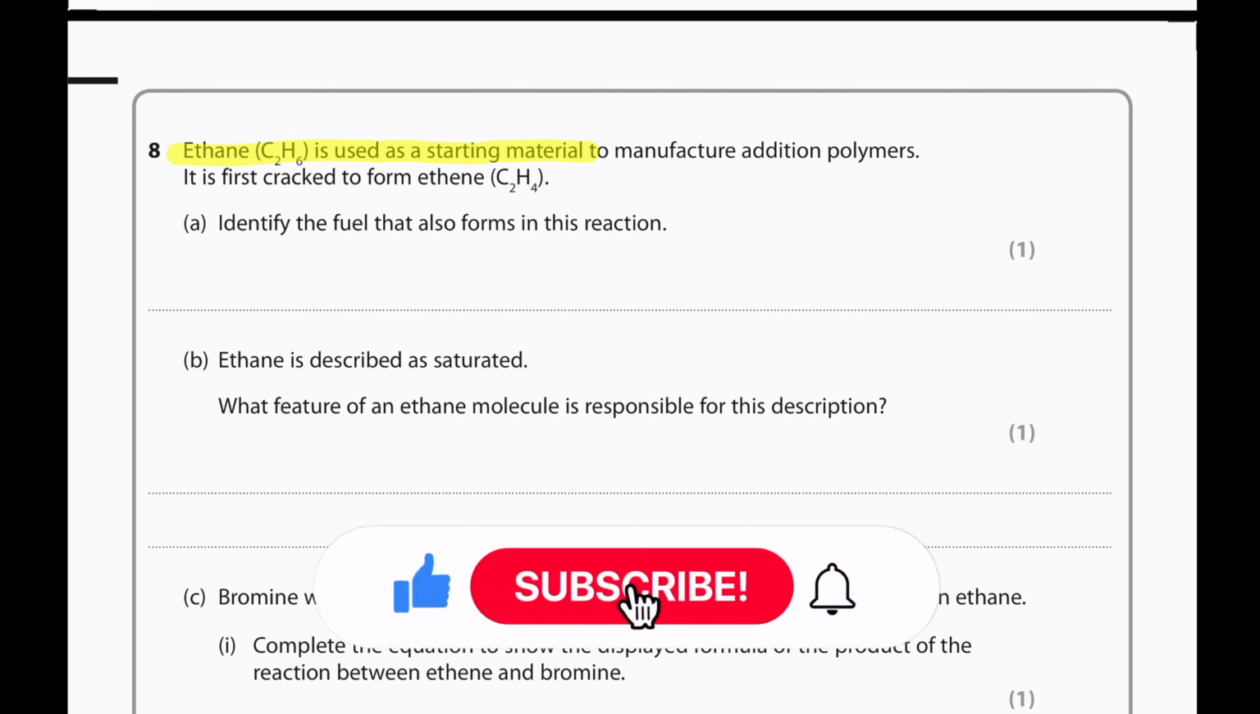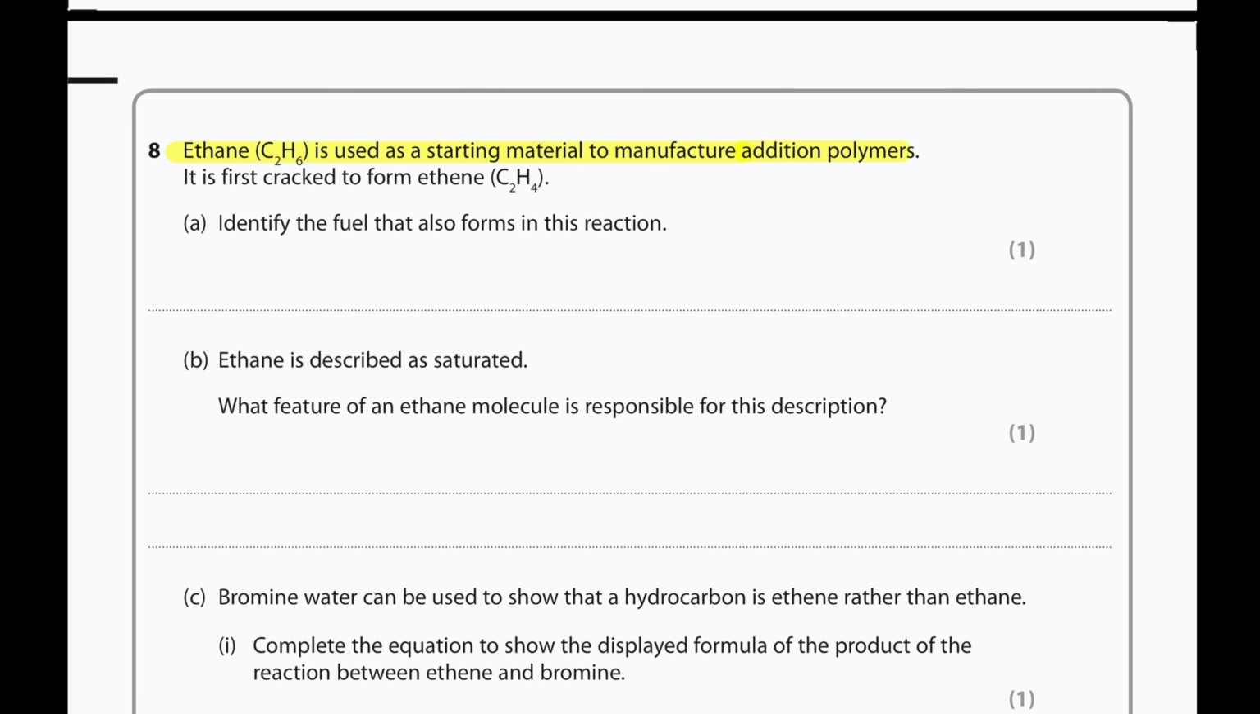Ethane is used as a starting material for the manufacture of addition polymers. It is first cracked to form ethene. Identify the fuels that also form in this reaction. So from ethane, we are producing ethene. That means we have to produce one more hydrogen molecule.